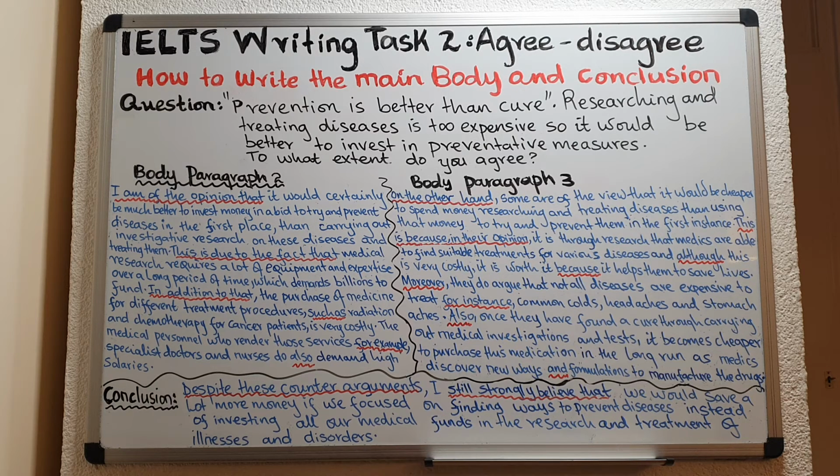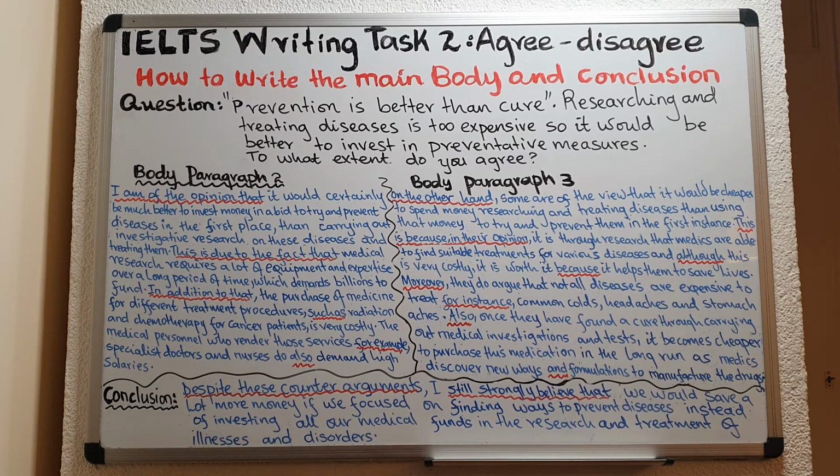In body paragraph 3, you disagree with it. In body paragraph 2, you agree with it and give your opinions and some points to support your opinion. Body paragraph 3, disagree with it and give points to support your opinion. Make sure that you make your opinion very clear, to what extent. So, do you agree? Which opinion do you share? Do you totally agree with the statement or do you not agree with it?